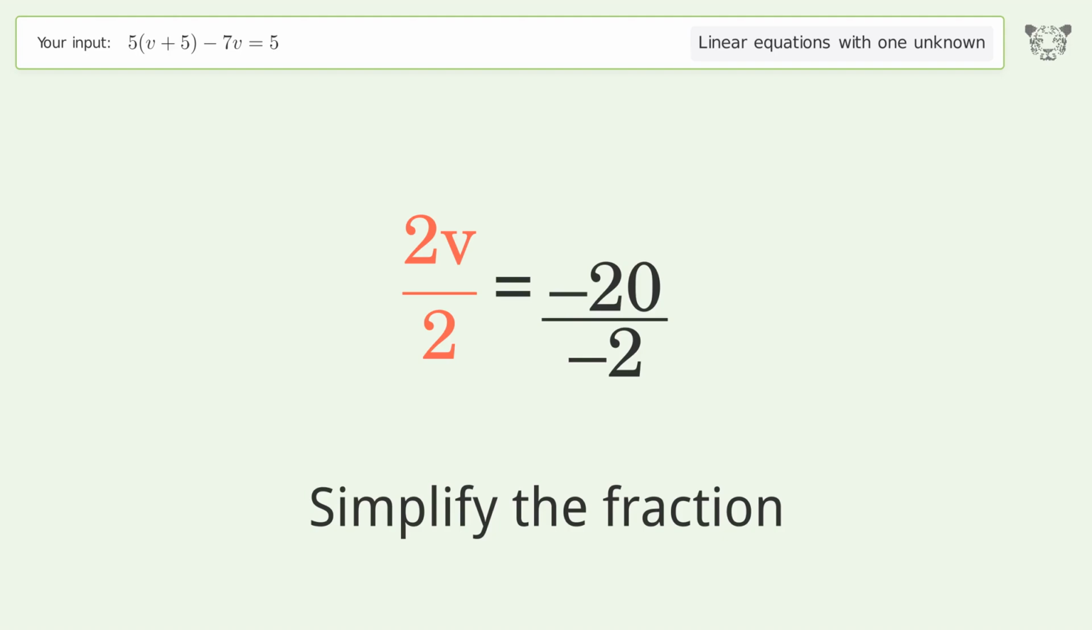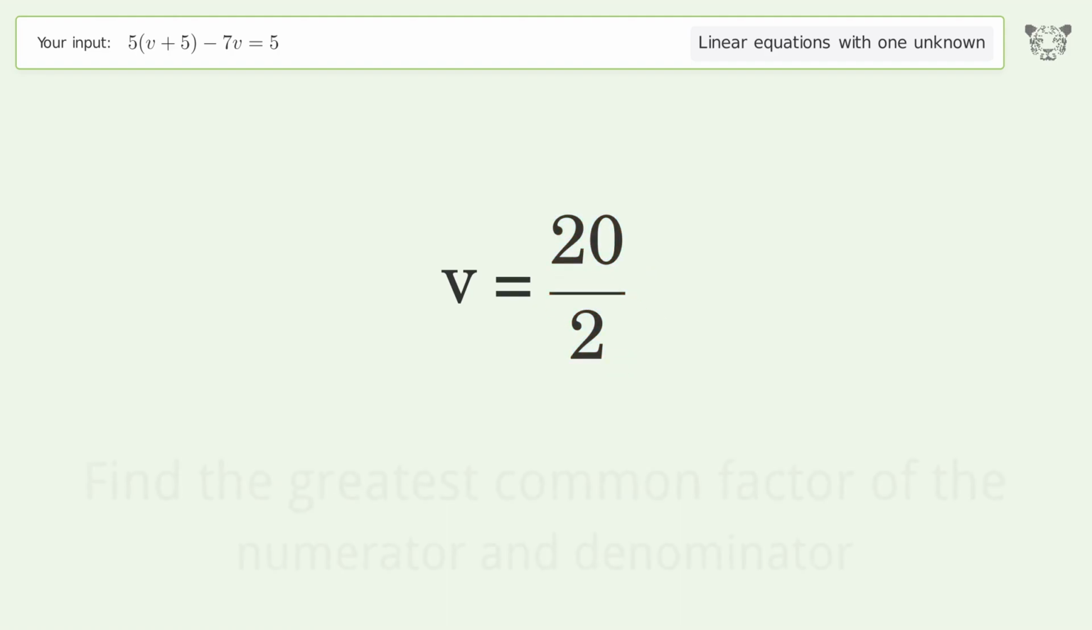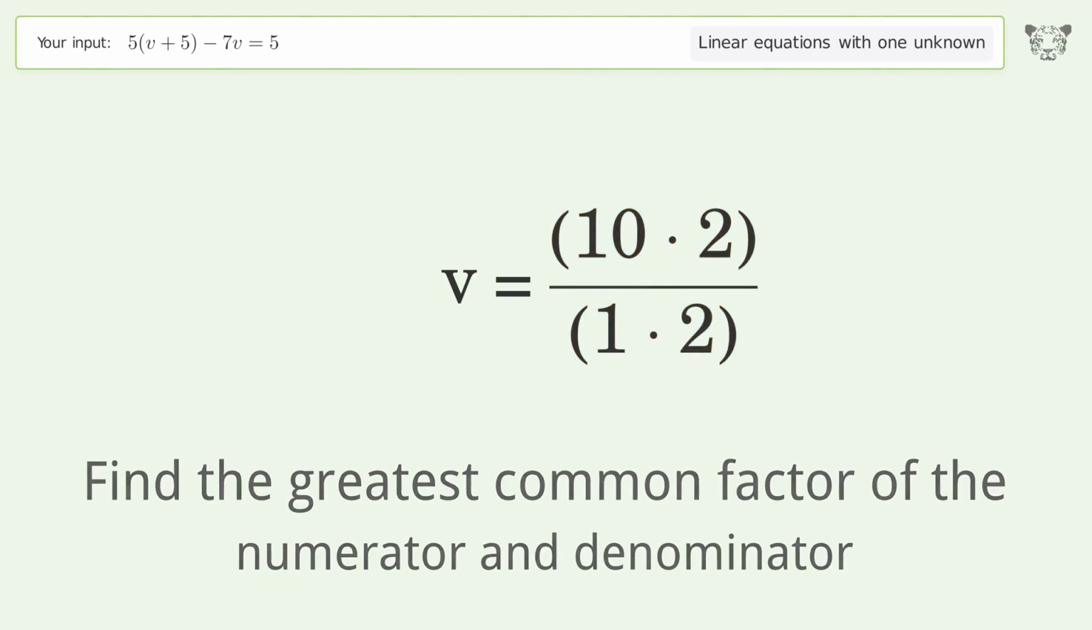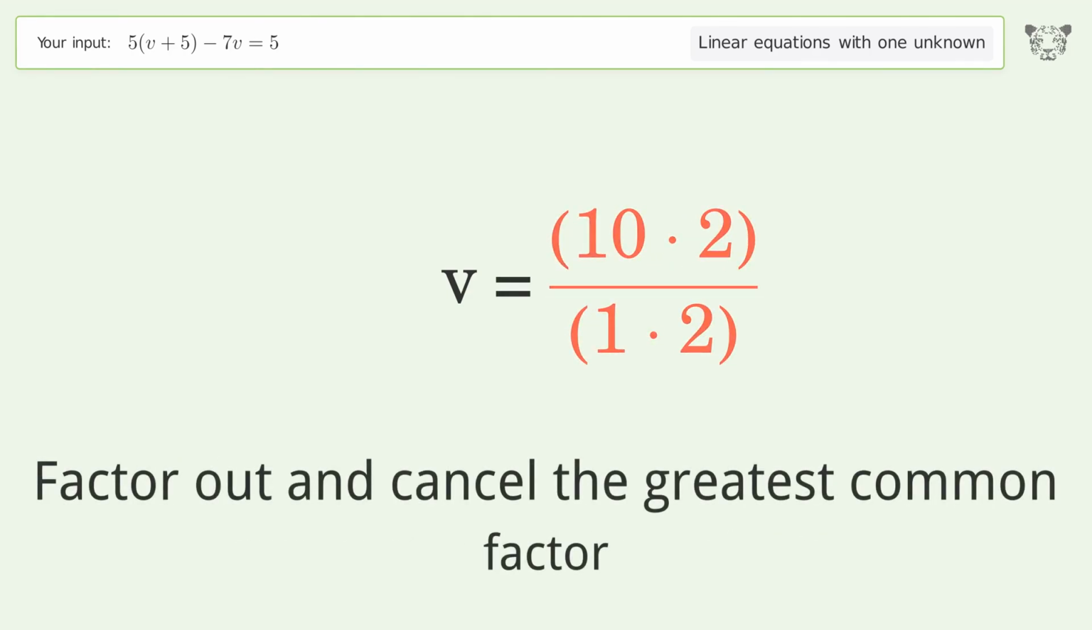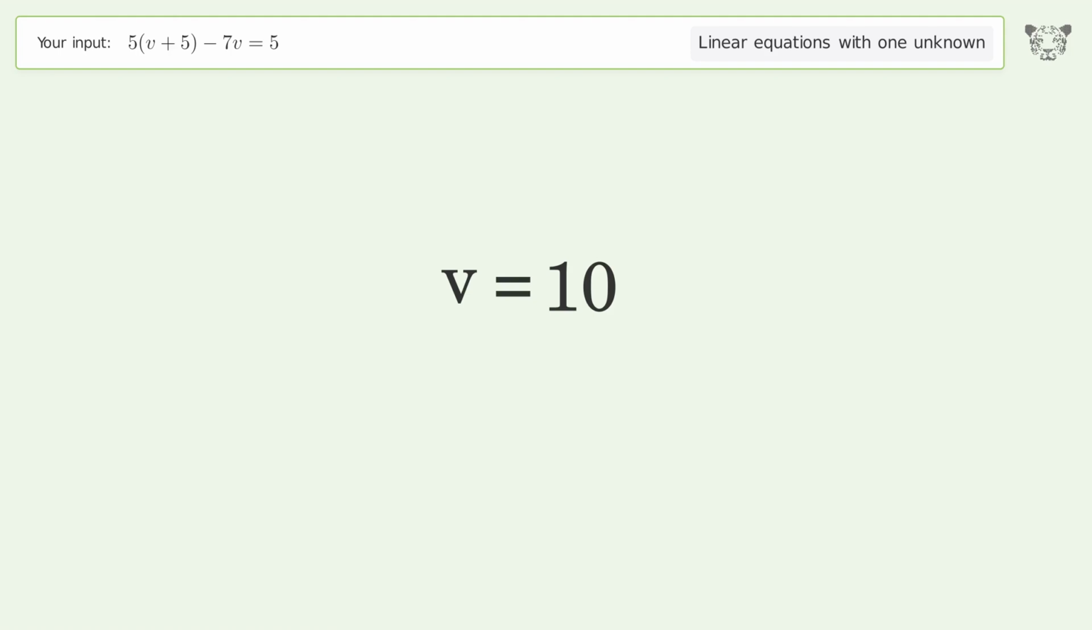Simplify the fraction. Cancel out the negatives. Find the greatest common factor of the numerator and denominator. Factor out and cancel the greatest common factor. And so the final result is v equals 10.